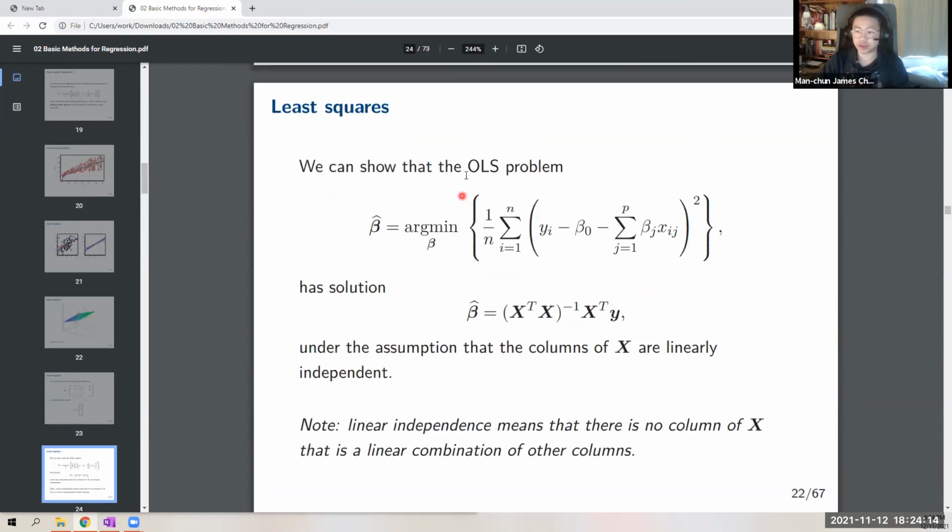And it can be shown that the OLS has a solution, and it's that. We can prove this is a solution by finding the first derivative, setting the first derivative equal to 0, and then we can prove it's a minimum by looking at the second derivative, and so on.